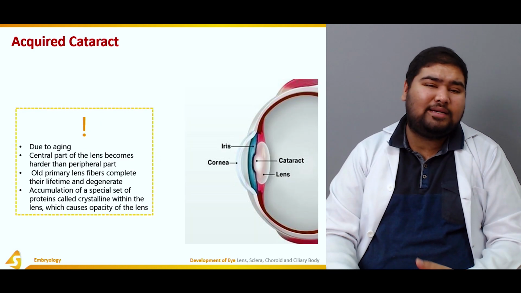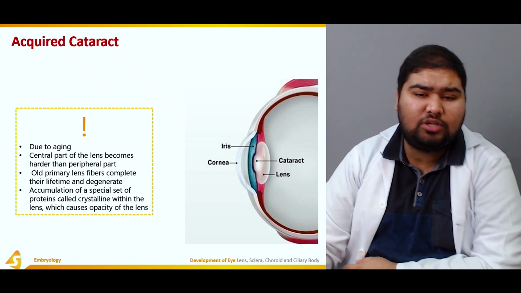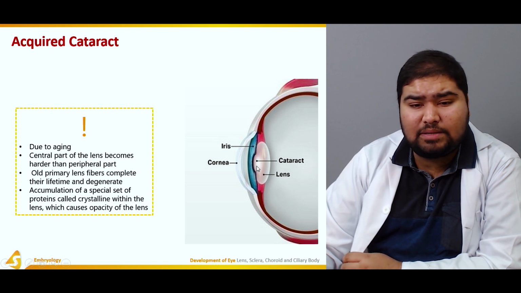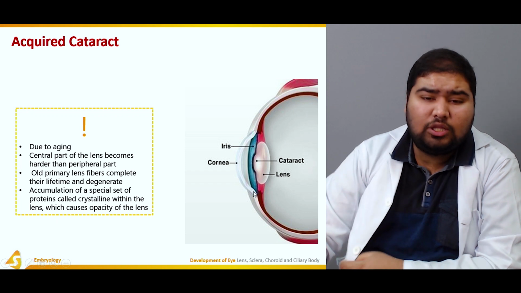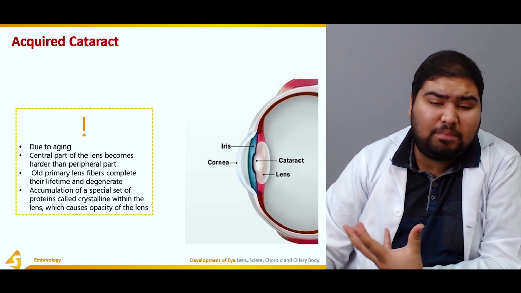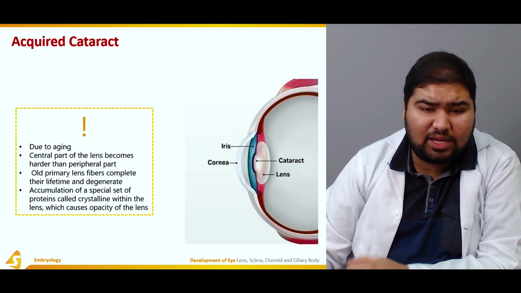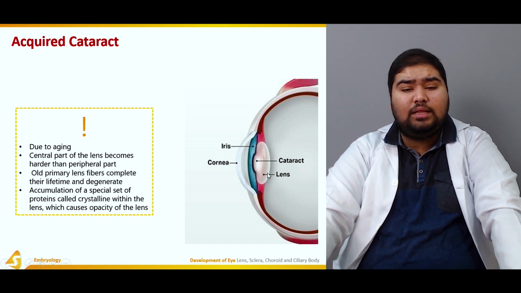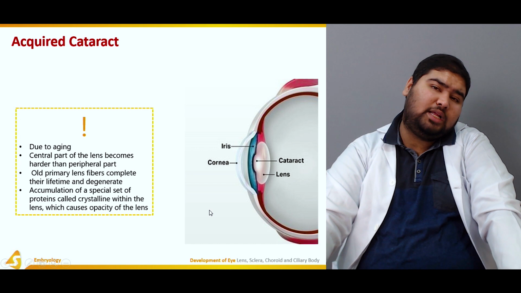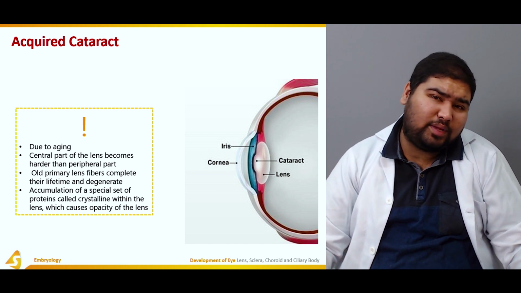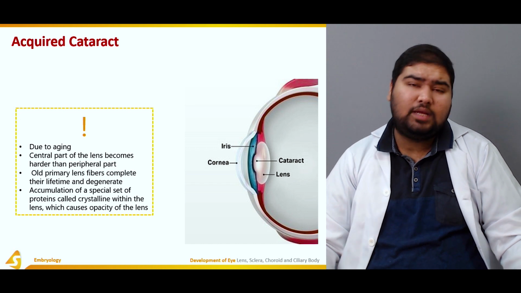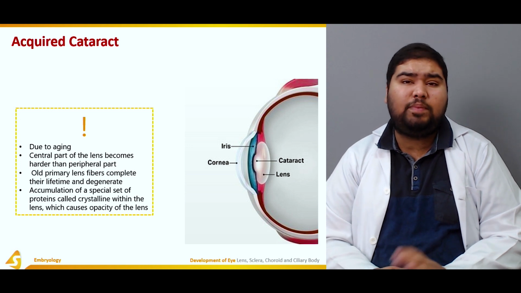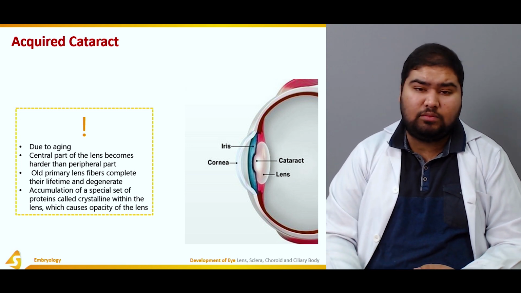Now, an acquired cataract occurs due to aging. The central part of the lens becomes harder. So this is the lens, and the central part of the lens becomes harder than the peripheral part. The old primary lens fibers have completed their lives and they degenerate. Now there's accumulation of a special set of proteins called crystallins within this lens, which causes the opacity of the lens. So it is something that happens with age that cannot be stopped. It usually happens in all individuals, and the central part of the lens is what is affected mostly.